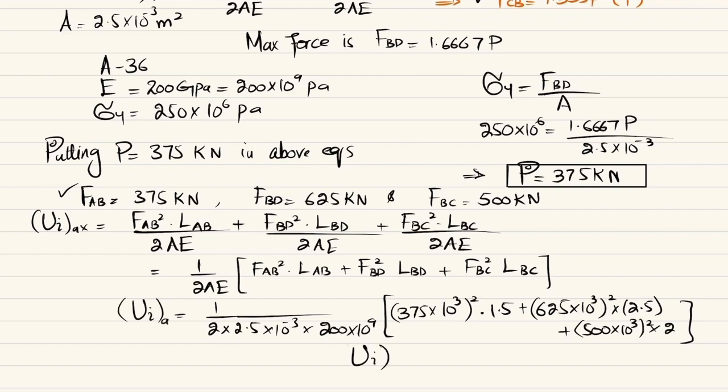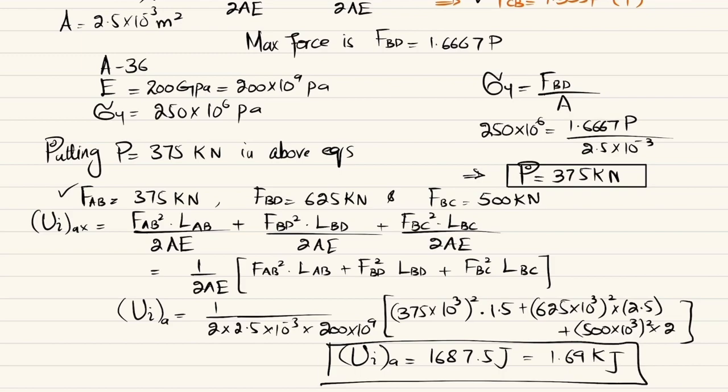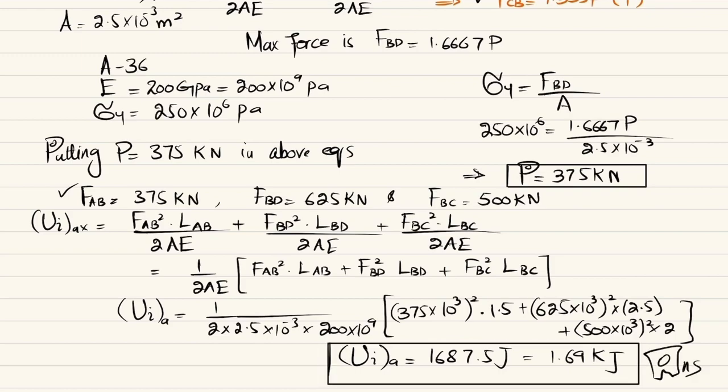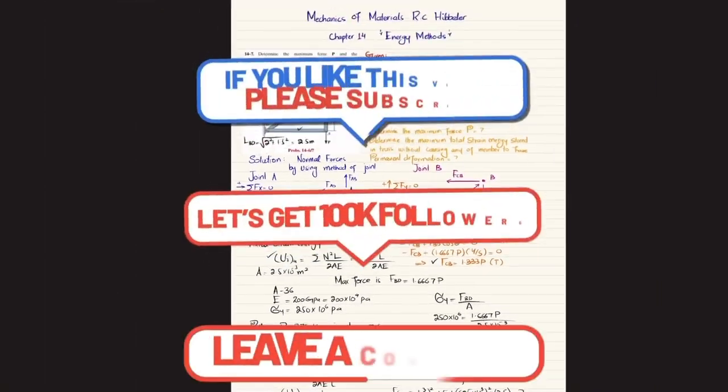So when you solve this, you will get strain energy due to axial loading equal to 1687.5 joule, or that will be equal to 1.69 kilojoules. And this is the answer of this question. And that was all about this problem 14-7.